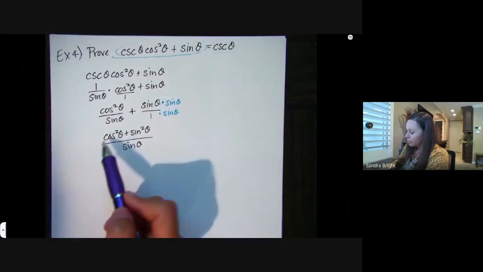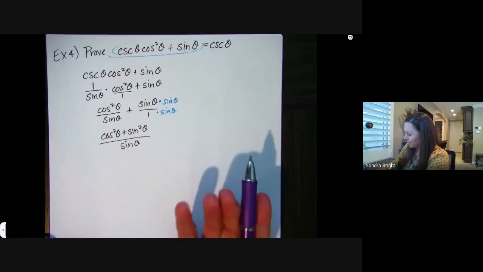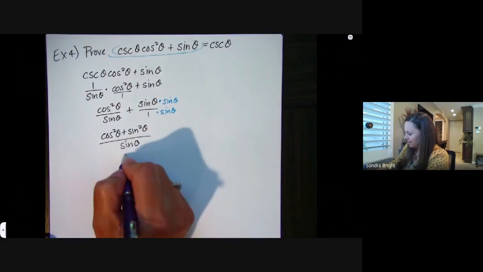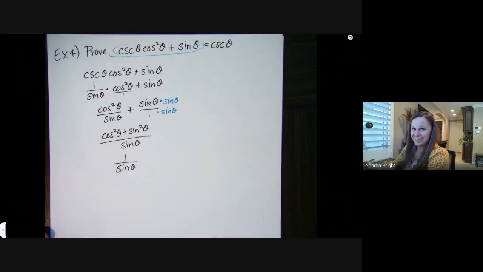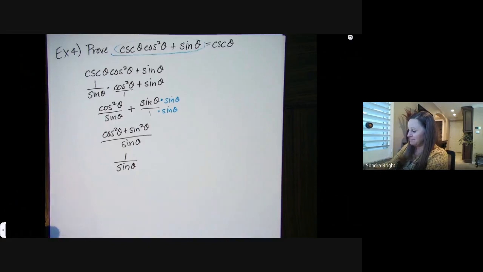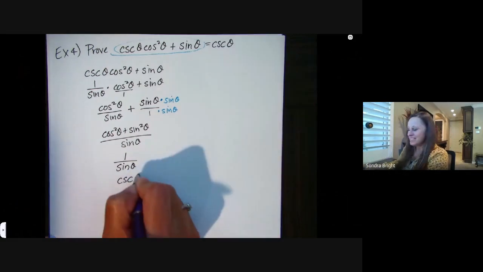But cosine squared plus sine squared, that's a Pythagorean identity. That's 1. So you've got 1 over sine of theta. Are you blinded now? So blinded you need sunglasses on? I hope so. 1 over sine is cosecant. I'll tell you what, I love these identities.